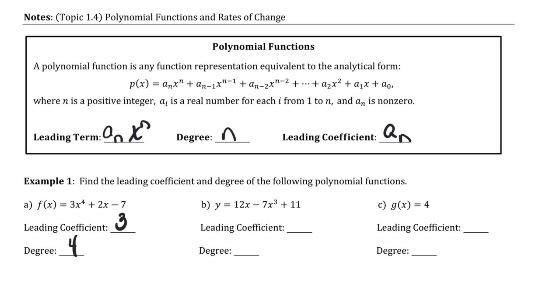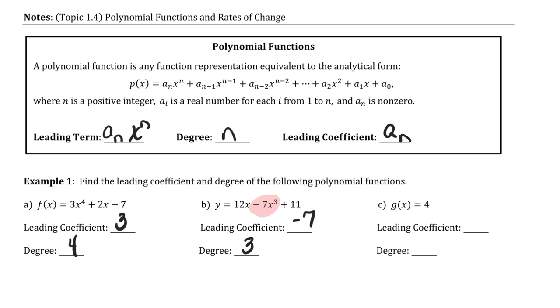The second one is not written in order. They kind of move things around. And remember, the minus sign is really a negative in front of that 7. So if we rewrote that, we would start at negative 7x to the third. So the leading coefficient is negative 7. The degree is 3.